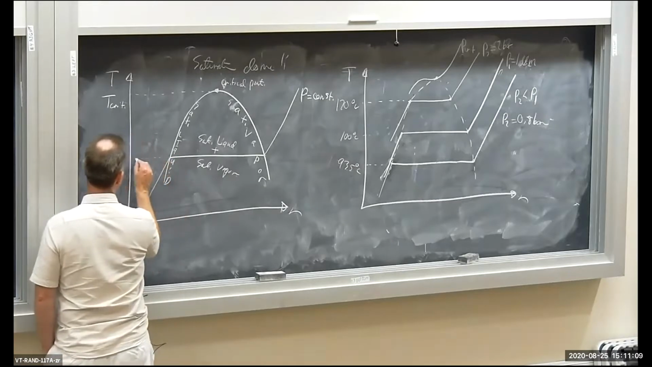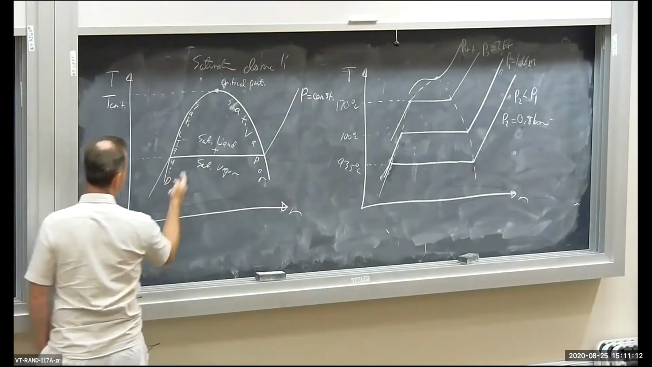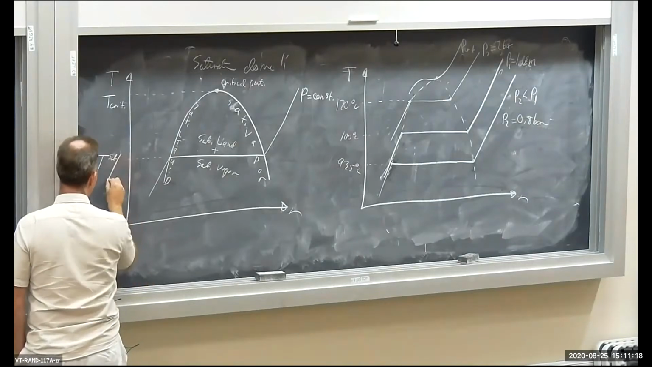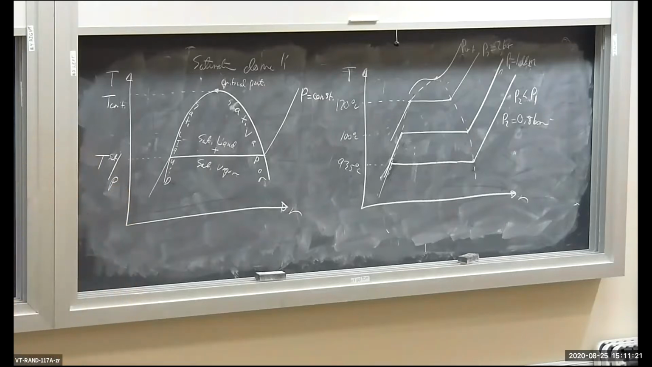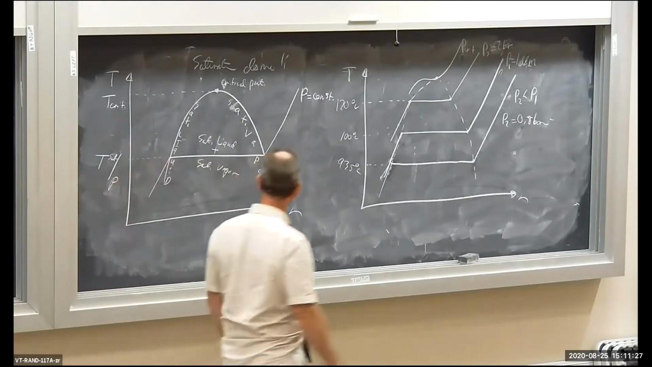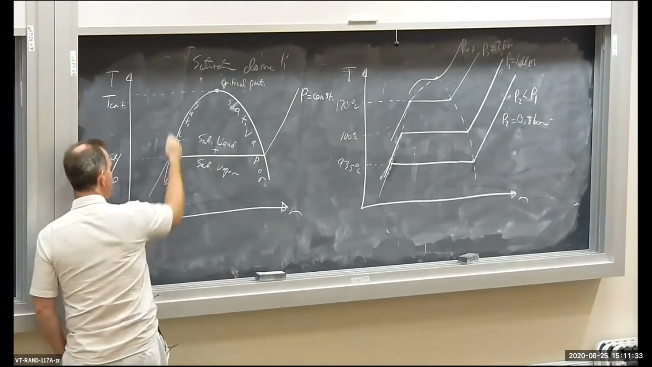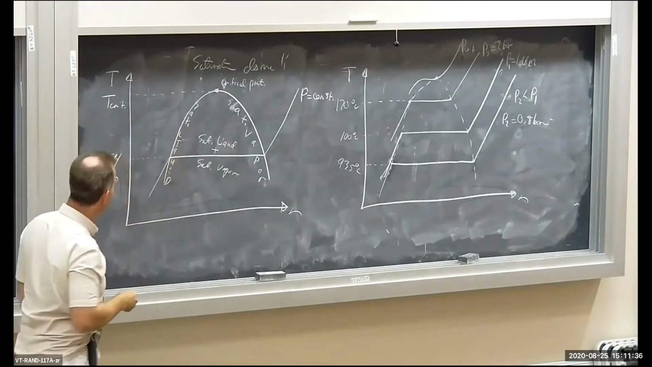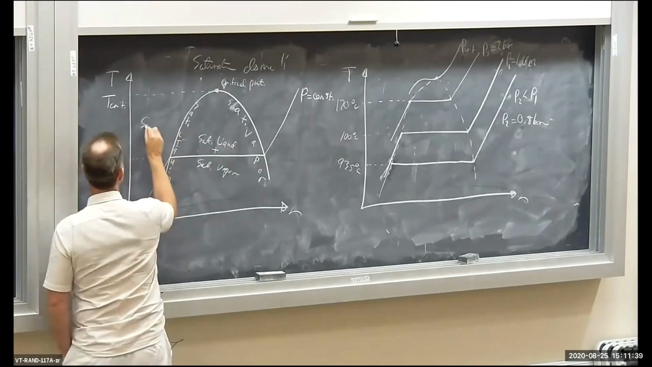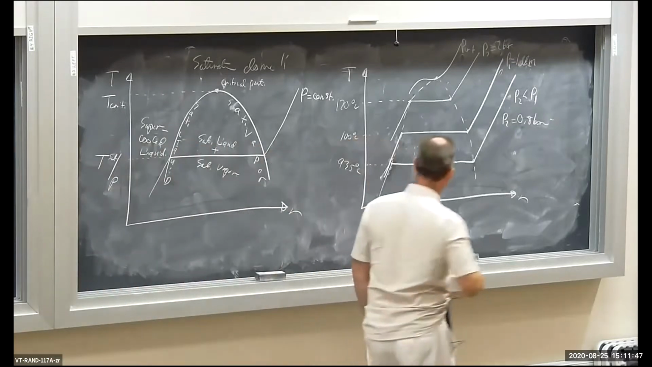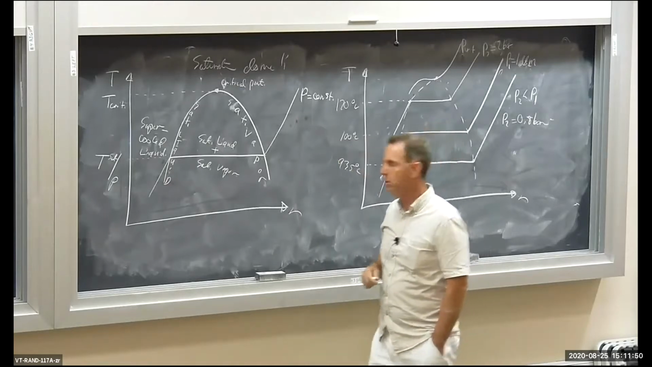The temperature at the horizontal part inside the dome for the isobar is Tsat evaluated for the pressure P, the boiling temperature. Tsat at P. Over here, to the left of the surface of the dome, we have supercooled liquid. And over here, superheated vapor.